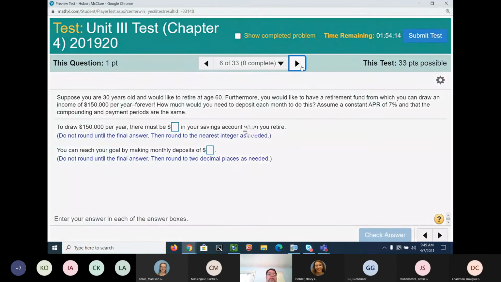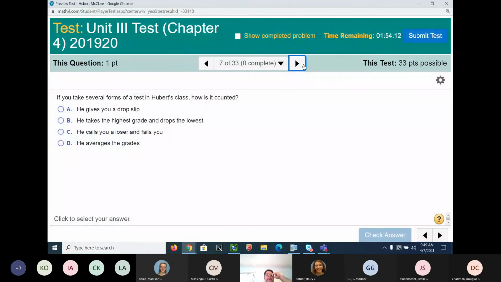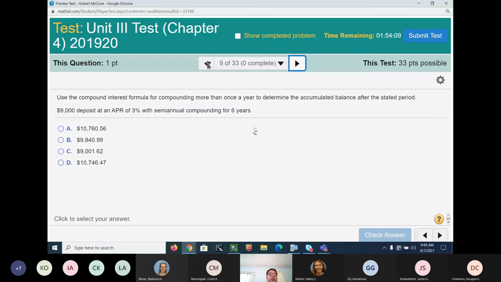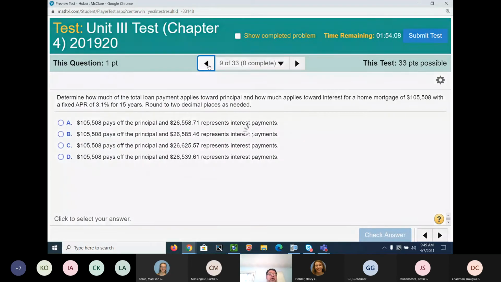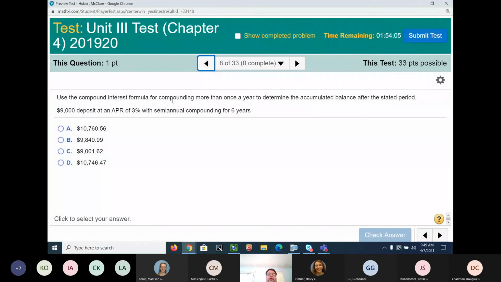Next. Next. Oops. Let's skip that one. Compound interest again. So you got 2 compound interests so far.